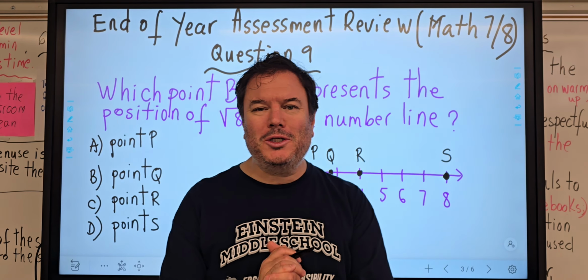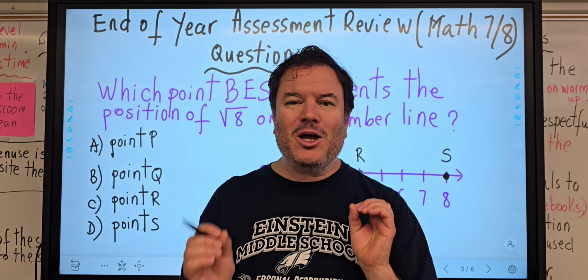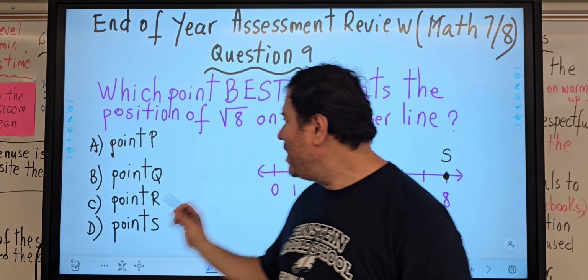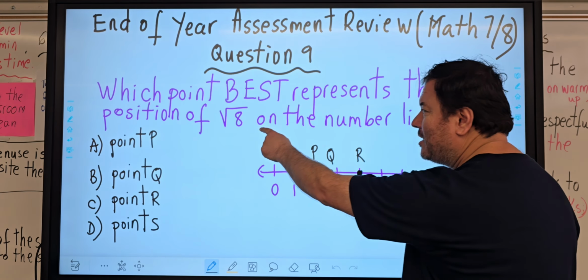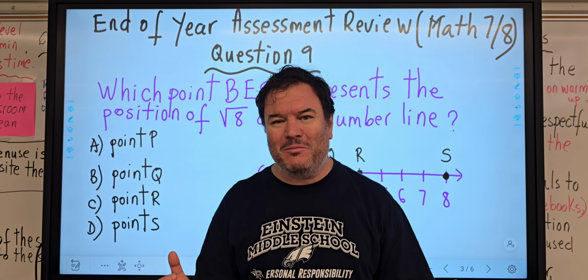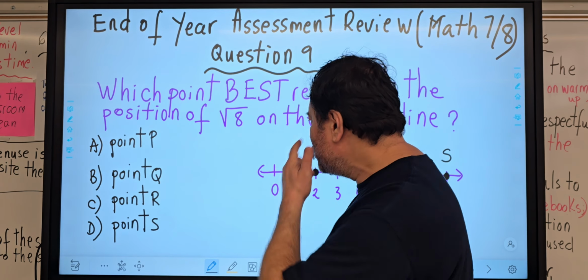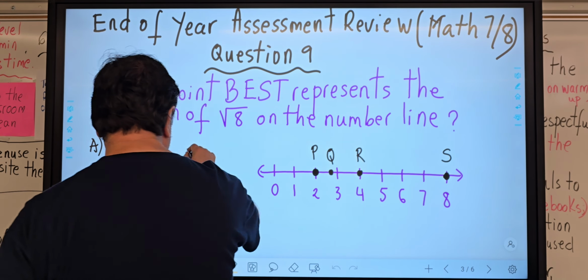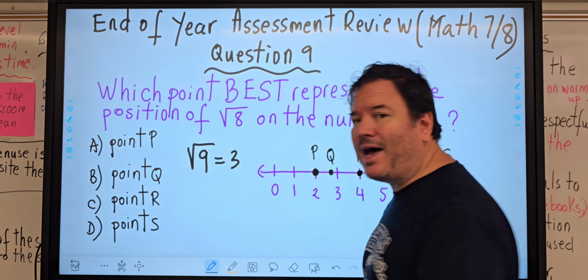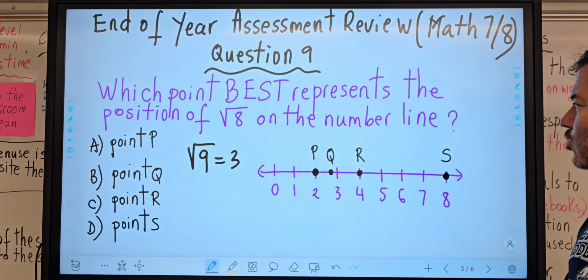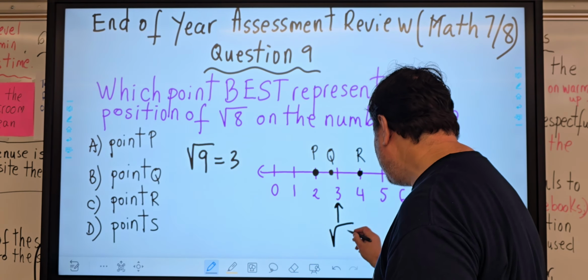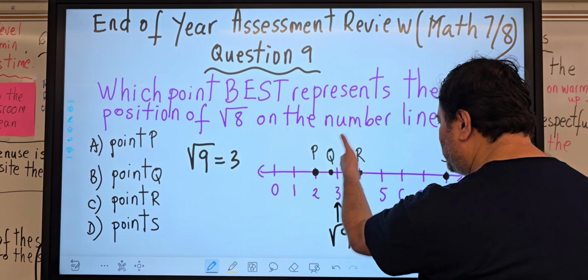Remember, we always look to see if we can find any close numbers that are perfect squares, and then we can determine the location of square root of 8. Now we know that square root of 9 is actually 3 because 9 is a perfect square, right? Square root of 9 is 3 because 9 can be written as 3 times 3. So square root of 9 would be right here.